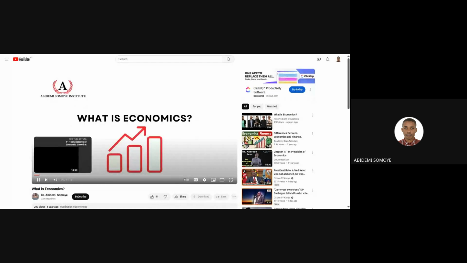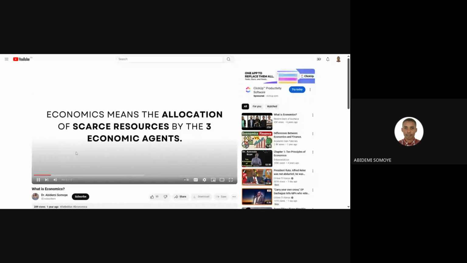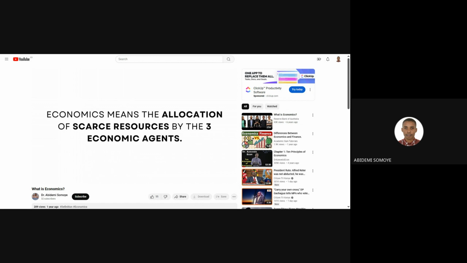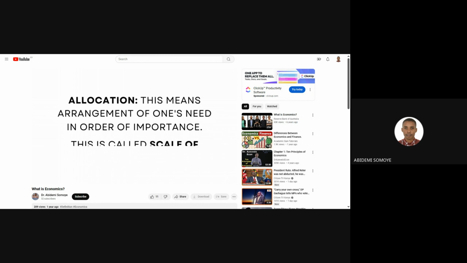What is economics? How would you define economics? Economics means the allocation of scarce resources by these three economic agents. We'll be looking at what allocation is, what scarce resources are, and these three economic agents. What does allocation mean? This means the arrangement of one's need in order of importance. This is called scale of preference.